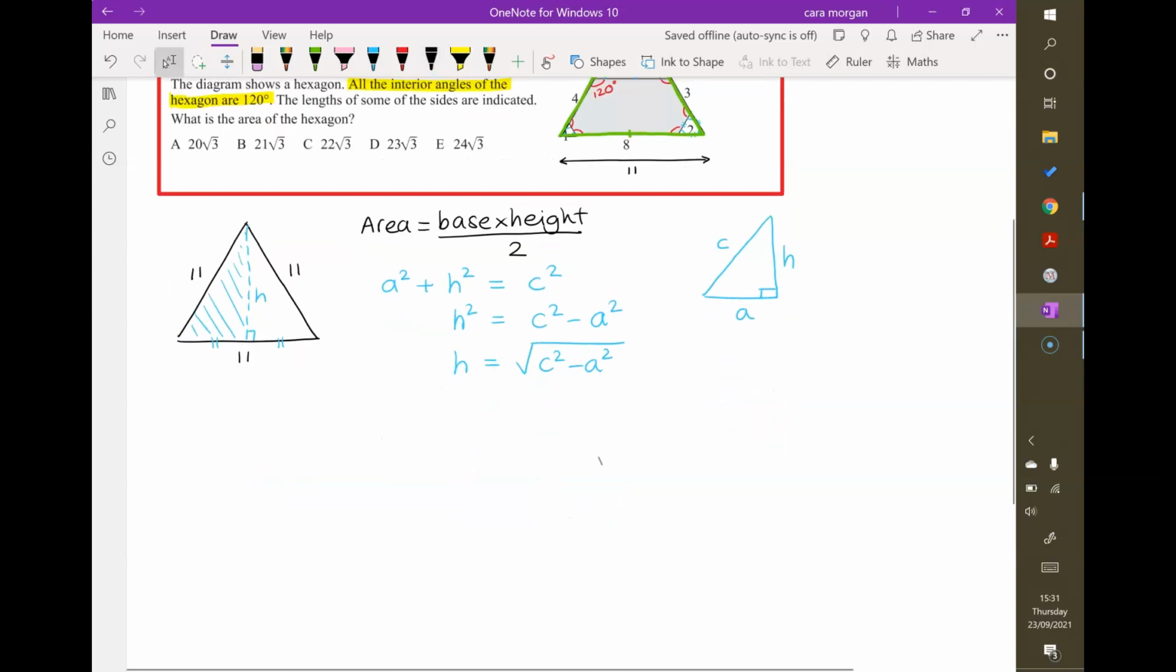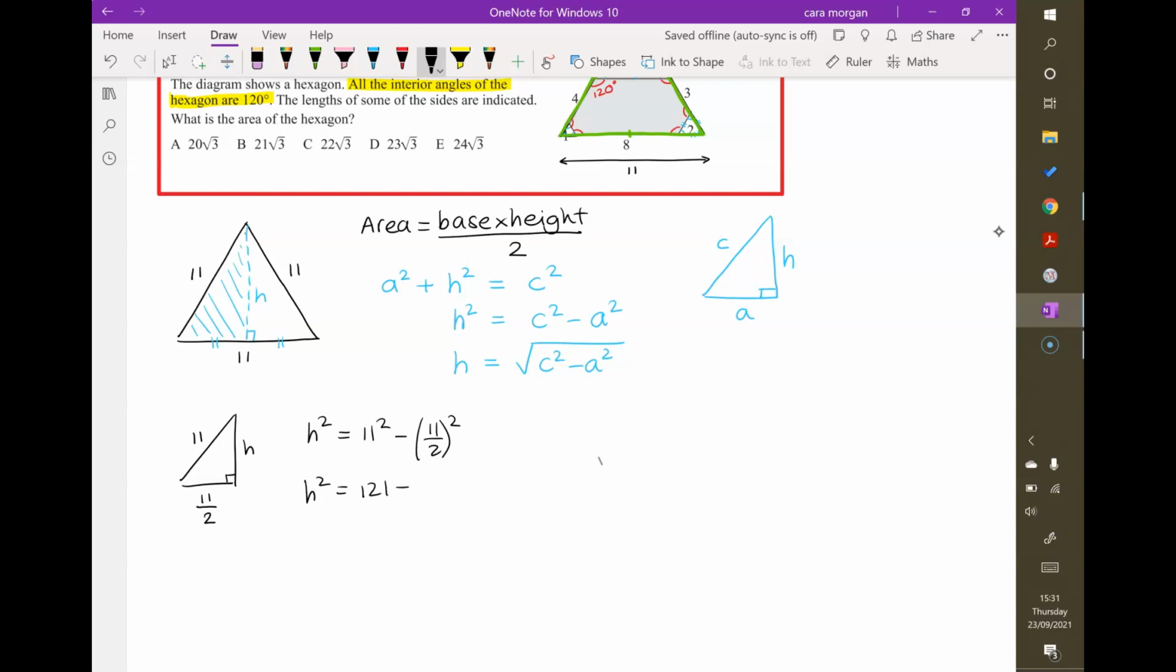Right, so going on to this triangle then, where the base is now 11 over 2 and the length there is 11, and I'm going to call this h. So to find h squared, first of all, I'm going to do 11 squared minus 11 over 2 squared. Okay, that's fine. I'm just going to tidy that up a little bit. I'm going to get the denominators to be the same. So I'm going to have 4 lots of 121 over 4 minus 121 over 4, which leaves us with 3 lots of 121 over 4.